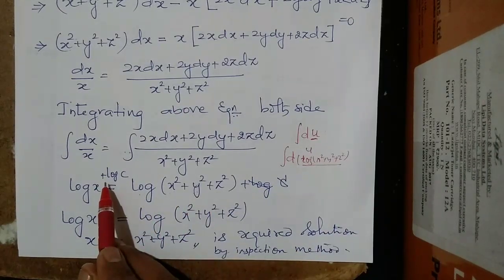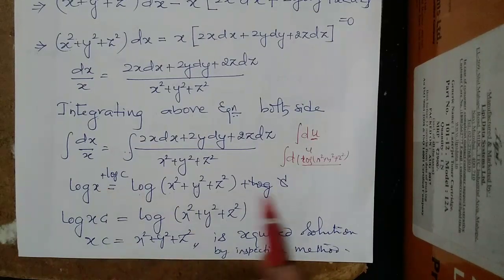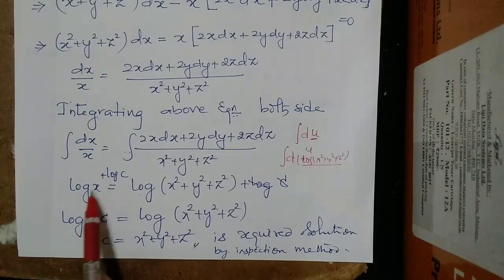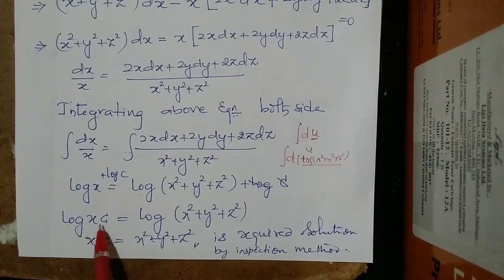Log c I have already taken on one side, so it is not necessary to take it here, that's why I have scratched it. So I have to use the log a plus log b formula here, log xc, and the remaining thing is log of x square plus y square plus z square. Both sides have log, so I can remove that. So xc equals x square plus y square plus z square is the required solution by the inspection method of the given differential equation. Okay.